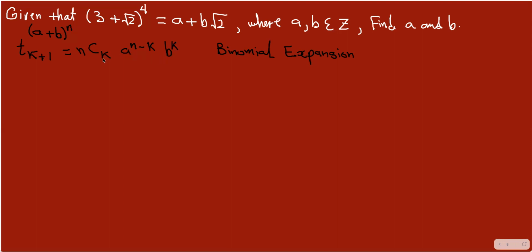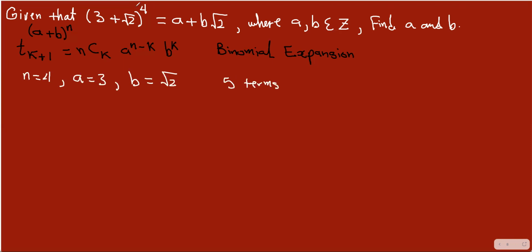Okay, so let's say here, when we look at this, we know n equals 4, a equals 3, and b equals root 2. Also, we know when the exponent is 4 and we expand this, we're going to get 5 terms in this expansion. So if n is 4, then you're going to get 5 terms.